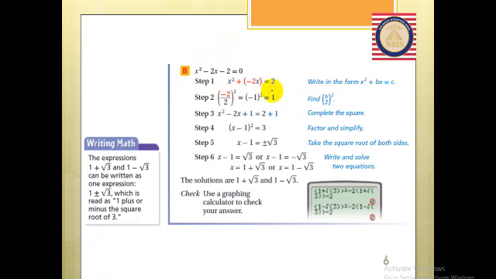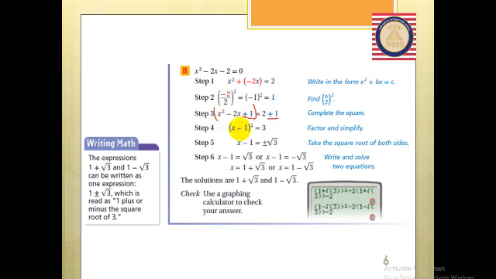Okay, then what I'm going to do with this one? I'm going to complete the square. How? By adding plus 1 to both sides. Very good. So this is what? A perfect square trinomial. How to get it? Square root of the first and square root of the last.